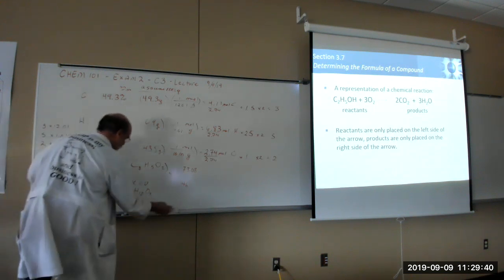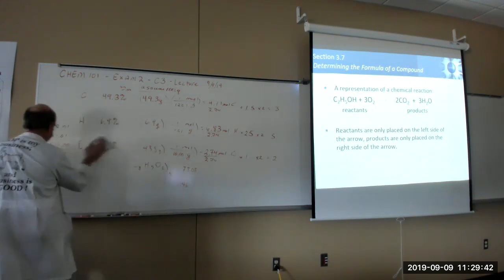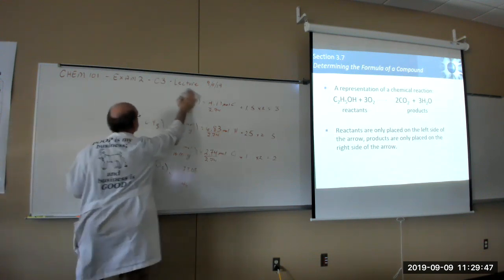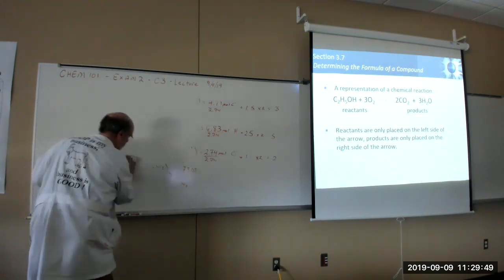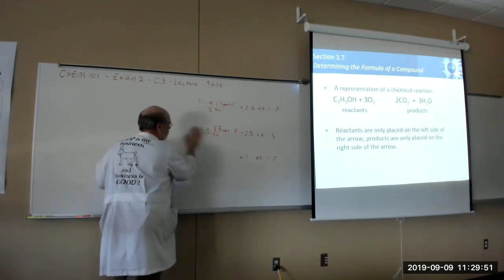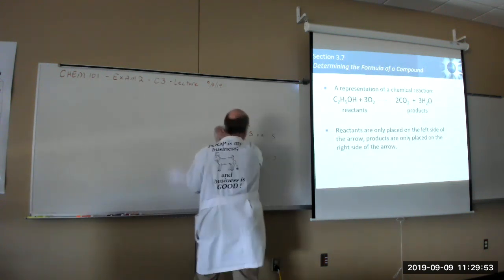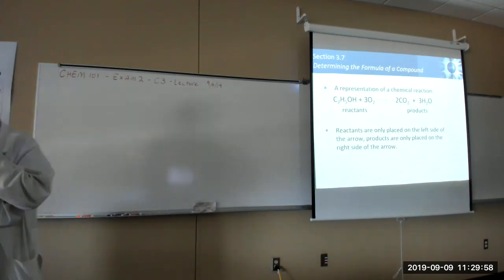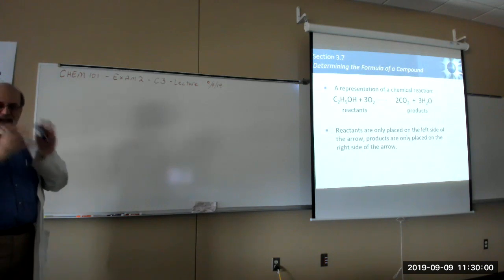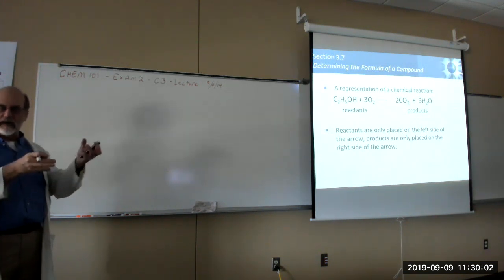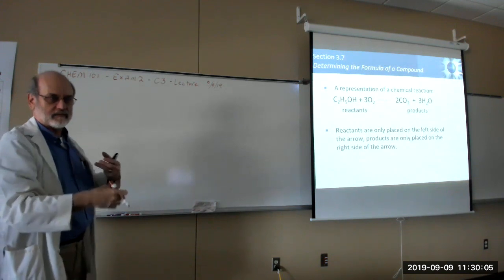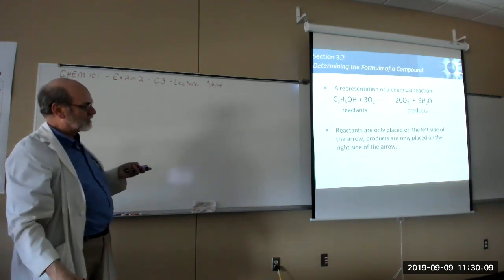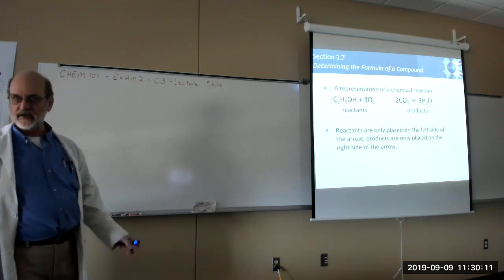All right, so now we're going to write balanced equations. A chemical equation is an expression on the macro scale of what's going on on the micro scale. The equation is a representation of what compounds are reacting, or elements for that matter, to produce products. So reactants are on the left-hand side, products are on the right-hand side, with an arrow in between. That's the convention.